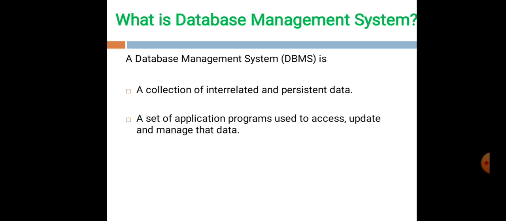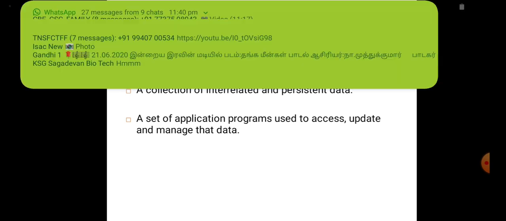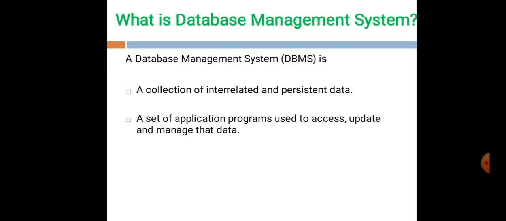What is Database Management System? The collection of interrelated data is called DBMS. A set of application programs used to access, add, delete, update, and manage the data. That is called a database management system.